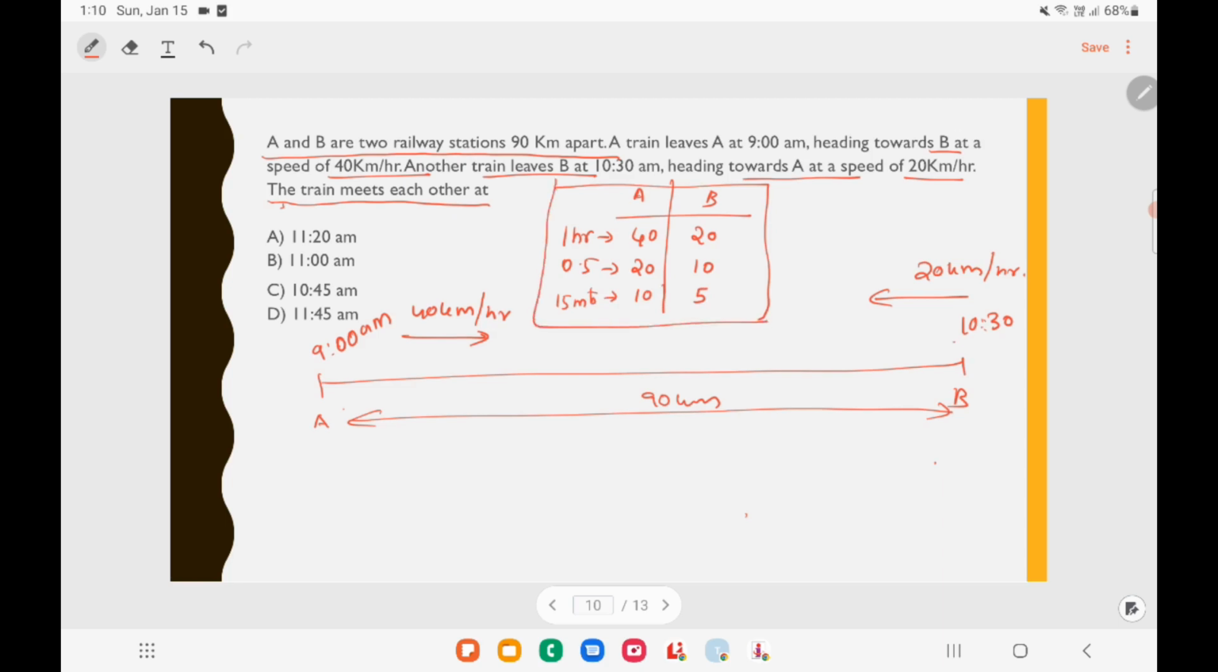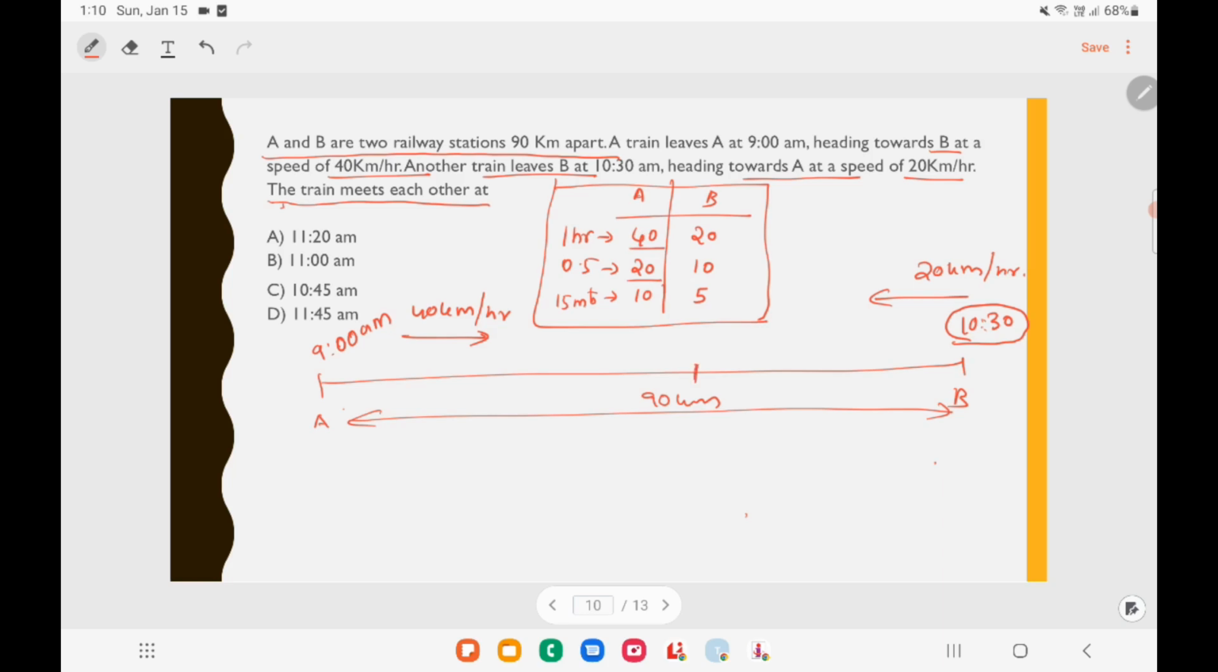Here the train from B starts only at 10:30, but the train from A already started at 9 a.m. So the first thing you need to find out is, at 10:30 a.m., the time when the train from B starts, what is the position of train A. From 9 a.m. to 10:30 there is 1.5 hours. In 1.5 hours train A travels 40 km in 1 hour, and in the half an hour it travels 20 more kilometers, that is, it travels 60 kilometers.